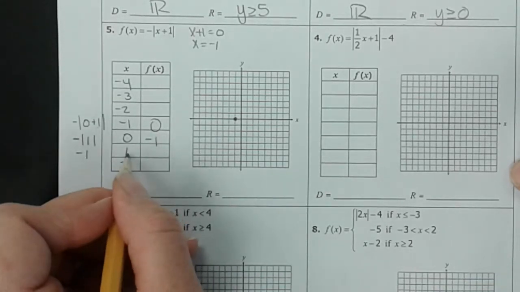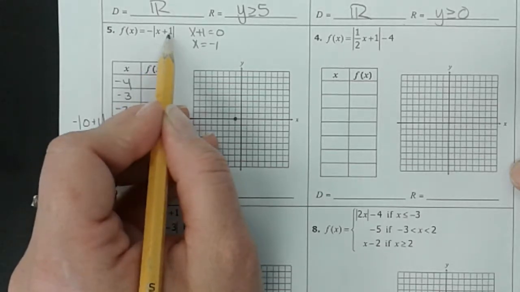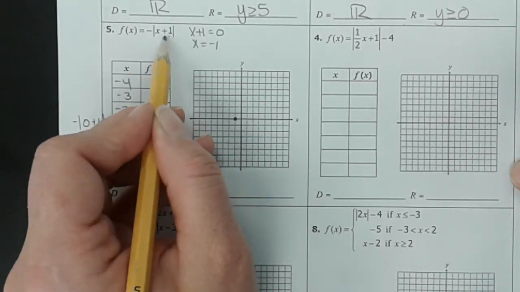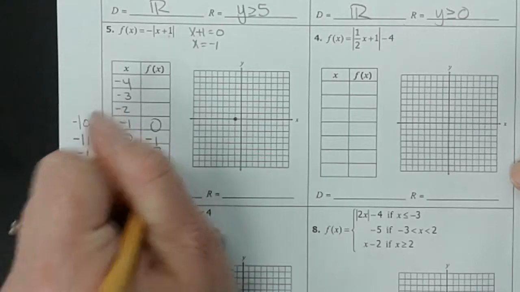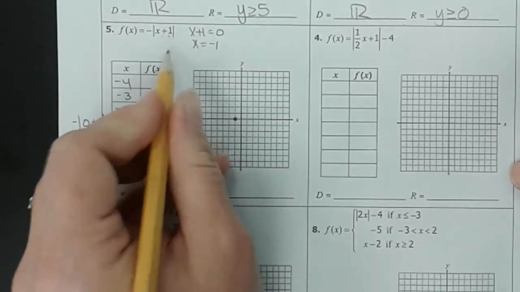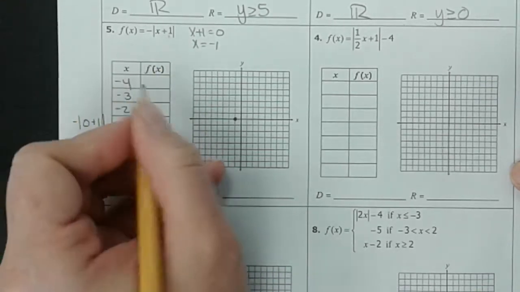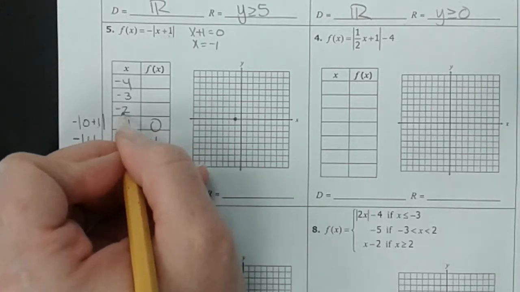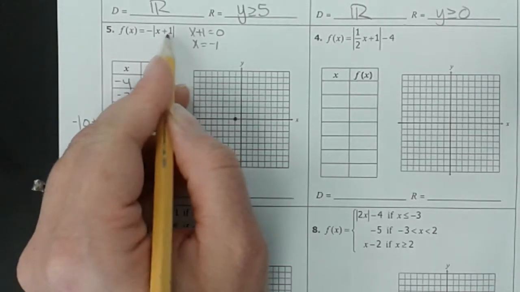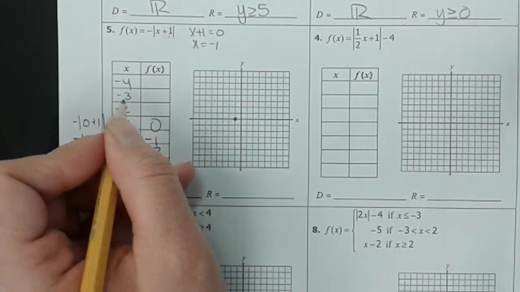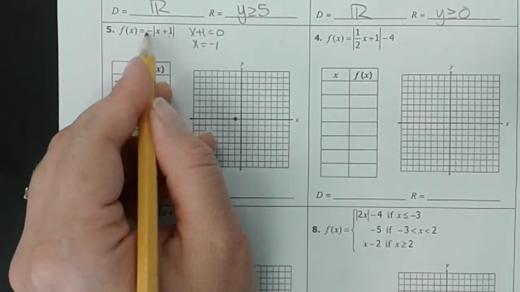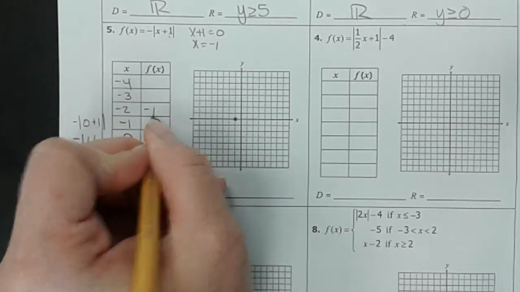Let's plug in 1 to this. 1 plus 1 is 2. The absolute value of 2 is 2, and then that's negative, so -2. 2 plus 1 is 3, and that's a -3. And then if we do the same thing on this side, -2 plus 1 is -1. The absolute value of -1 is +1, and then we multiply this by a negative, so we get another -1.